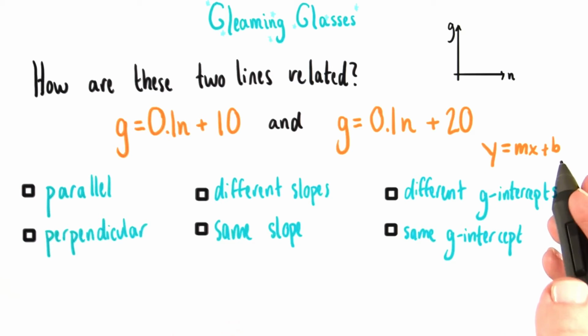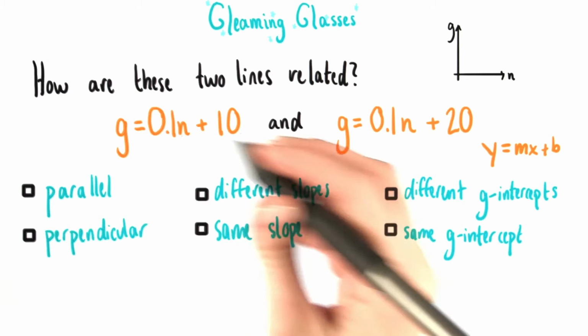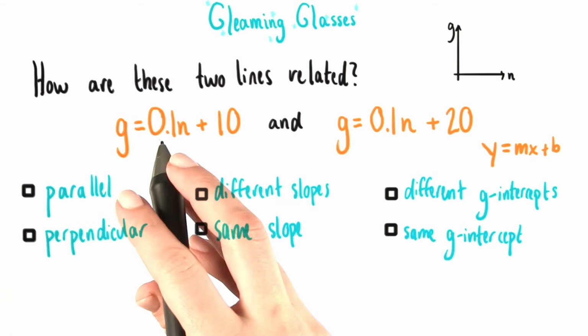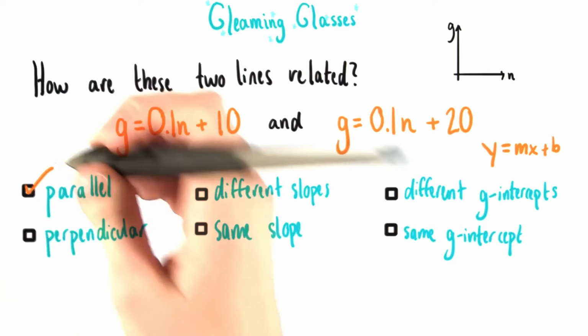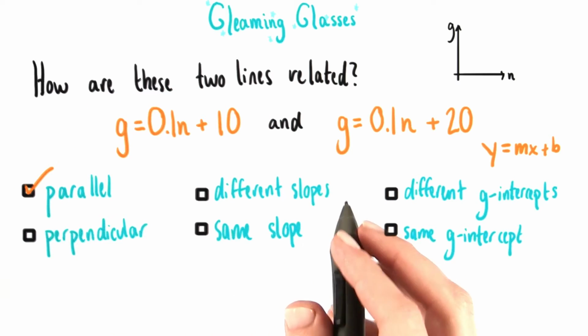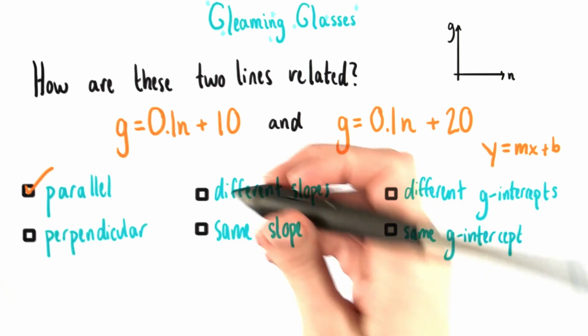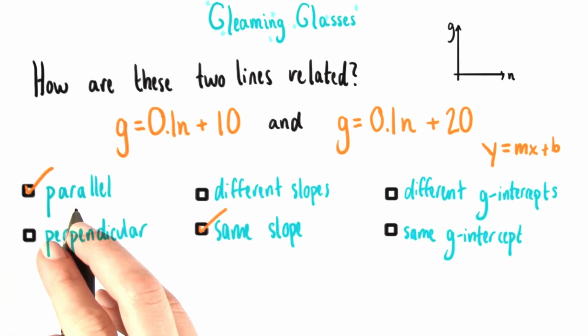Because they're in slope-intercept form, we can just read off their slopes from the equations directly. Both slopes are 0.1, so these lines are parallel. They do not have different slopes, they have the same slope. That's what being parallel means, after all.